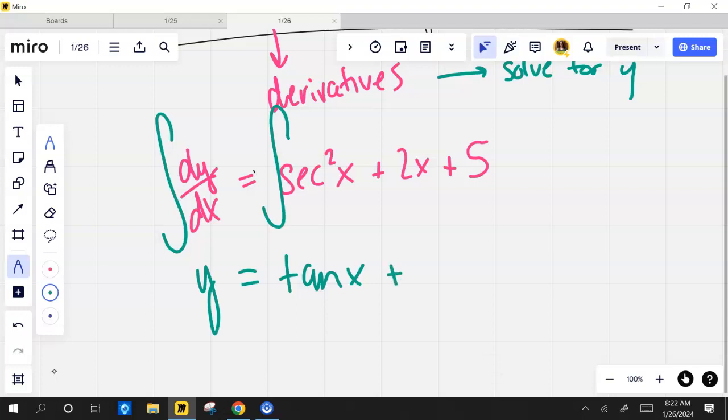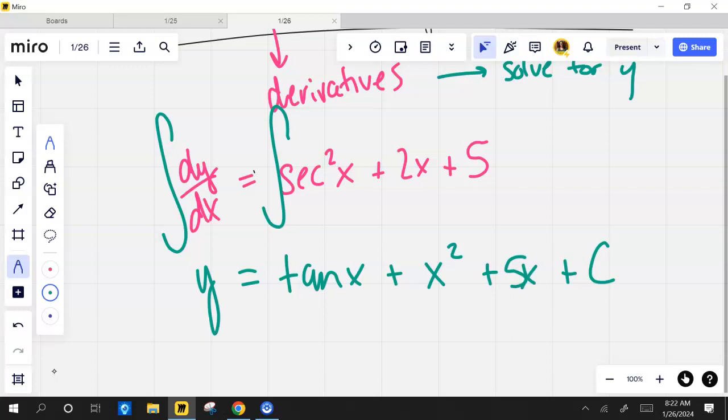What's the antiderivative of 2x? X squared. What's the antiderivative of 5? 5x. And now I need to do plus c on the end. Don't forget that plus c.